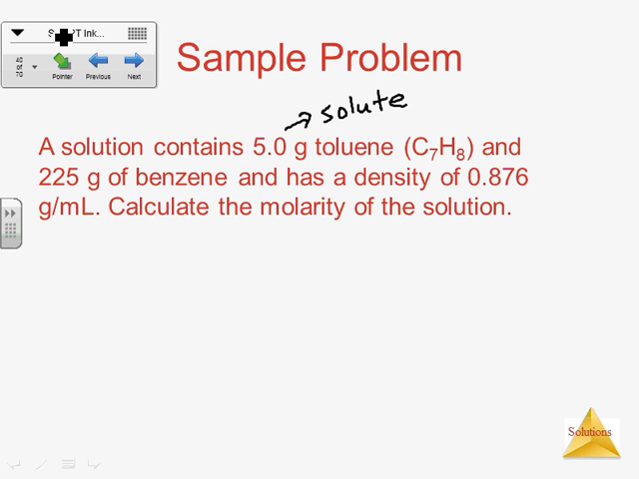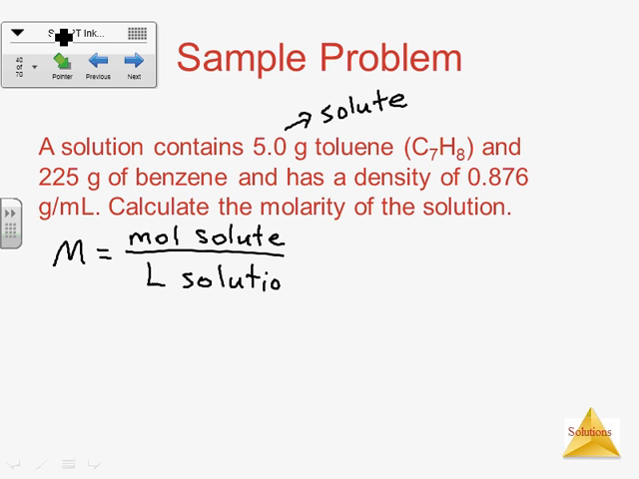Now, you have to remember with molarity, the actual formula here is moles of solute divided by liters of solution. That's a little tricky. We'll come back to that in a second. But the first thing we have to figure out is how many moles of solute we have. So we need to change the 5 grams into moles, right? 5 grams of the C7H8 into moles of C7H8. I'm going to approximate here for the sake of time.